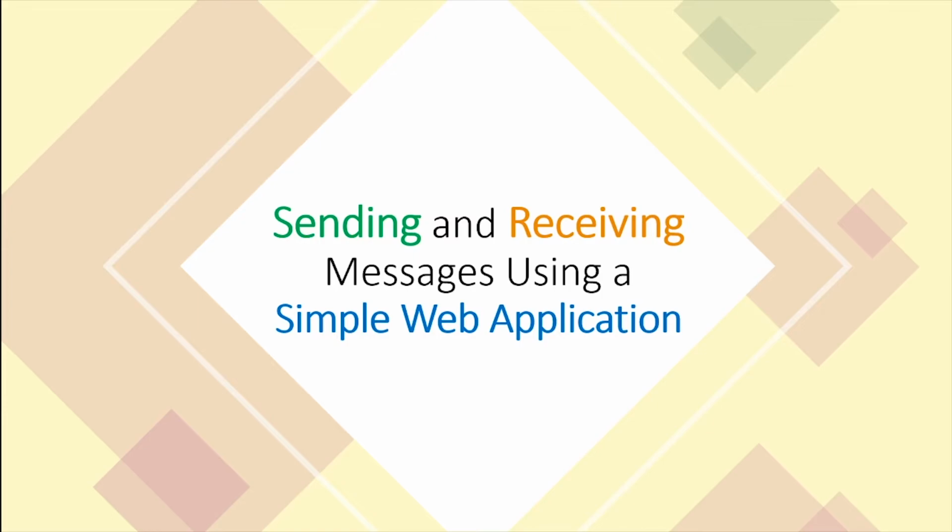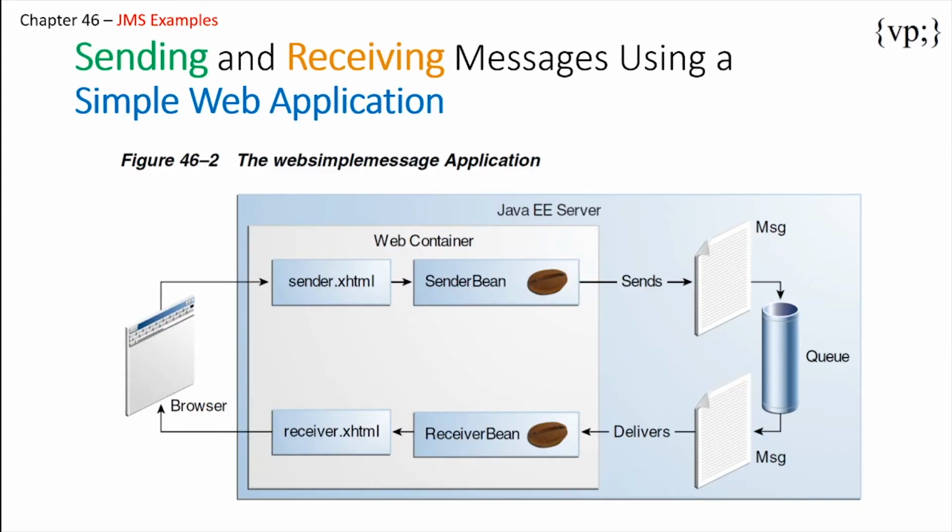Now let's take a little break and let's take a look into sending and receiving messages using a simple web application. Now web applications can use the JMS API to send and receive messages as well. The example here, web simple message, is under wherever your JMS and wherever your glassfish is installed, JMS example directory. It uses sending and receiving facelets pages as well as corresponding backing beans, which you can see over here, and the facelets pages over here.